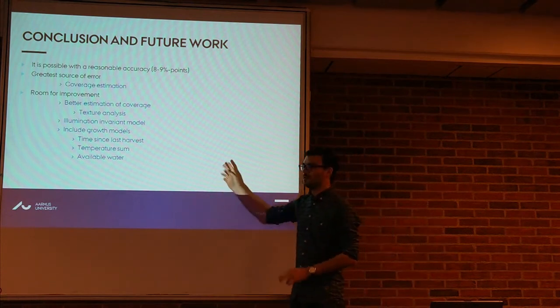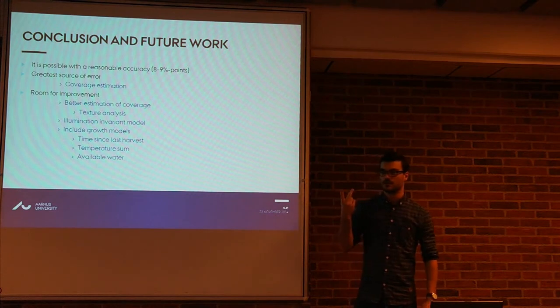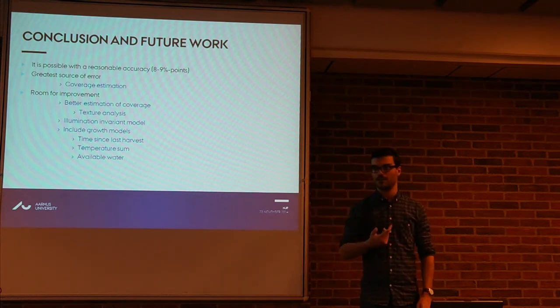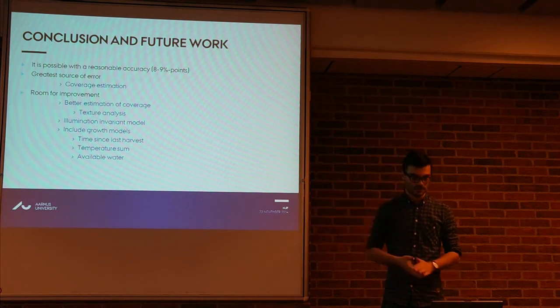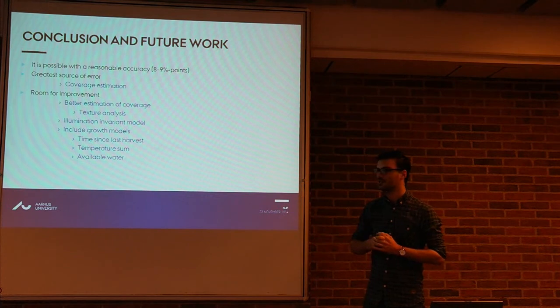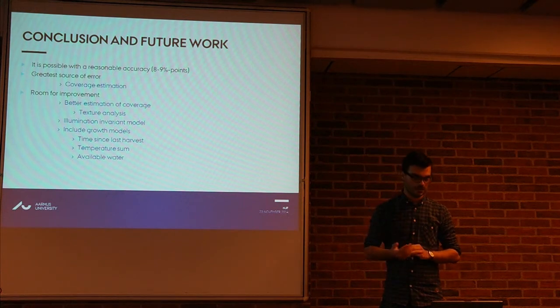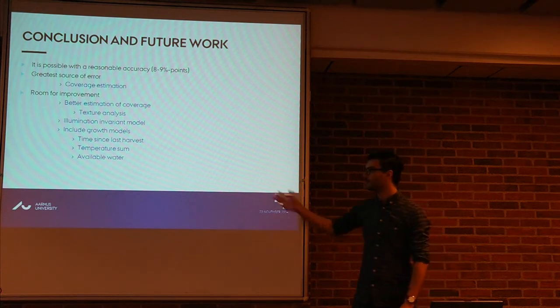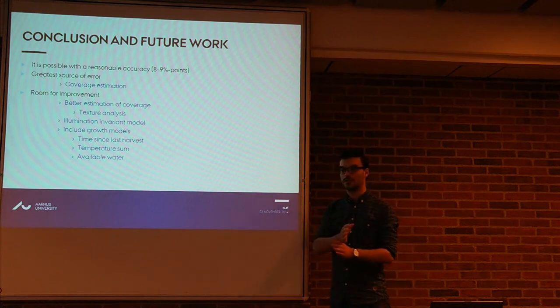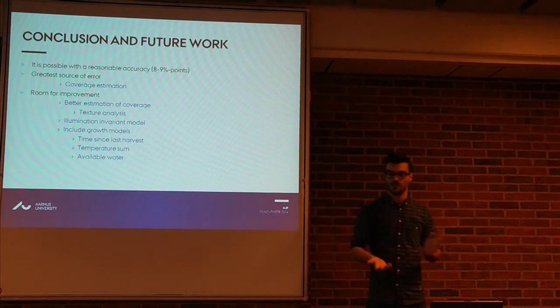Also, the illumination model right now is binary, either it's sunlight or not sunlight, and that's not how it works in real life. It should be more continuous. And also, we've used just a linear transformation, perhaps to produce a more natural model, including something like the time since last harvest, or the temperature, sun, available water, or the expected yield.